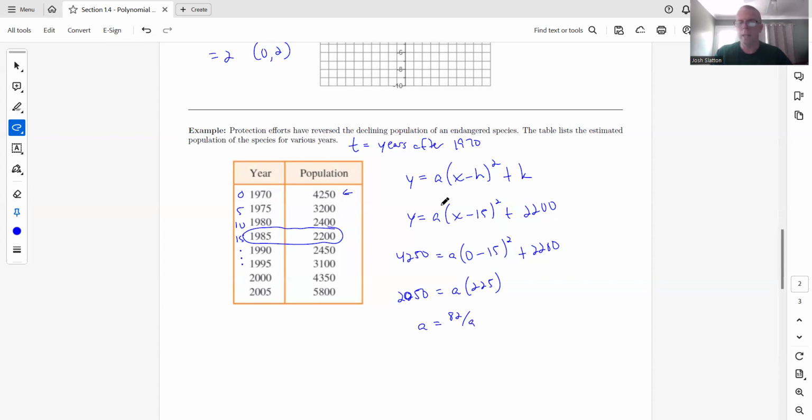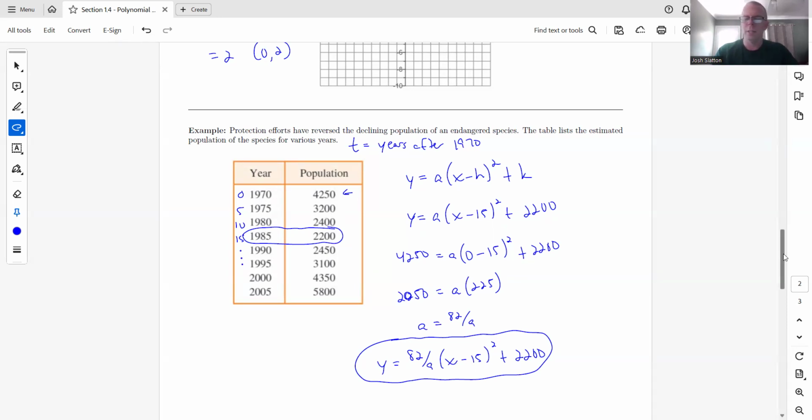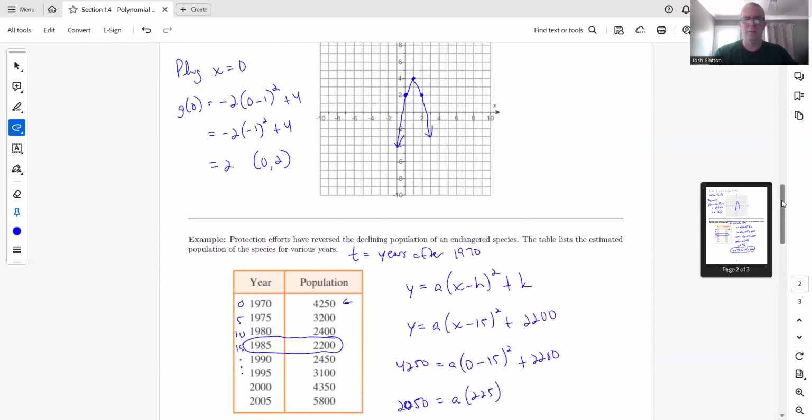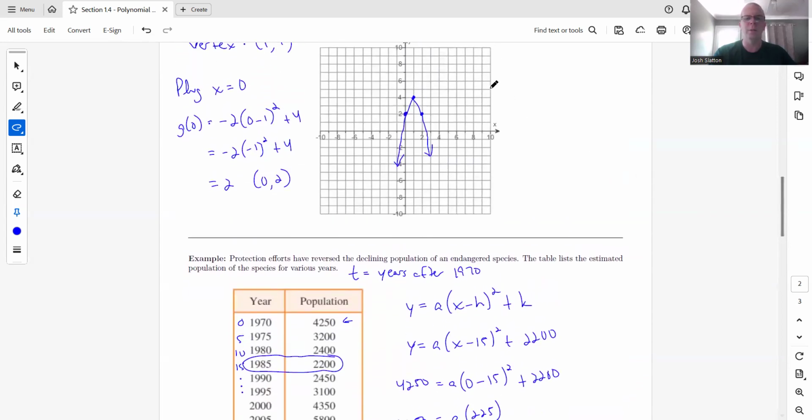And so now we can just plug in a in here, and we have our quadratic equation. So 82/9 times x minus 15 squared plus 2200. And that is a quadratic equation that models this data. And so that's really all you have to do. If you need an equation, find the vertex, plug in another point to get the a. If you need to graph, all you do is find the vertex and then find another point, and that will allow you to graph. All right, so the next one we'll look at some higher degree polynomials.